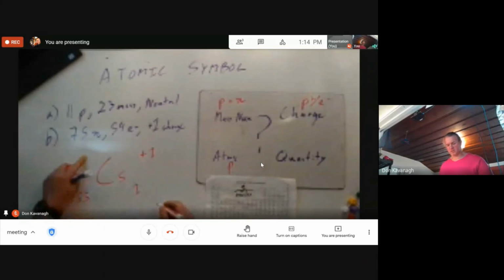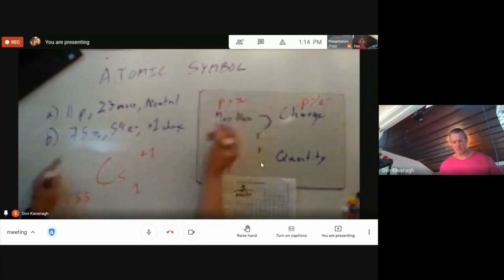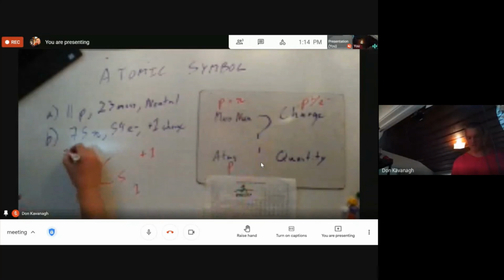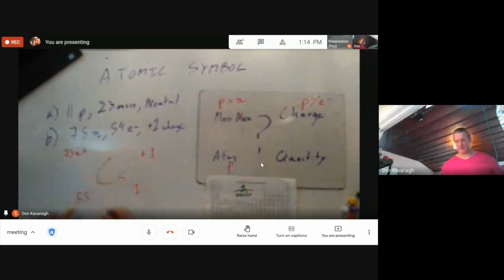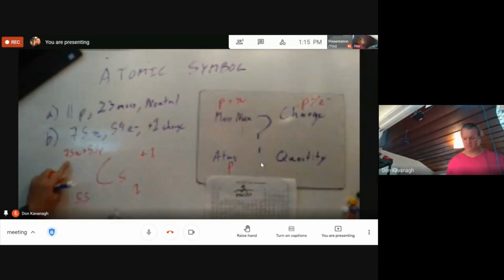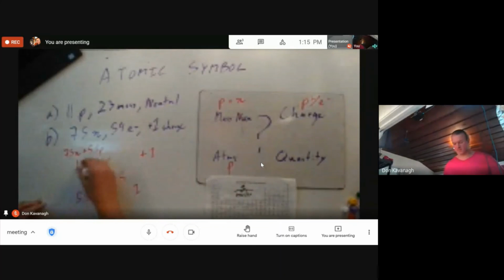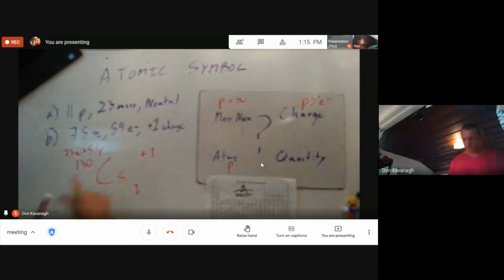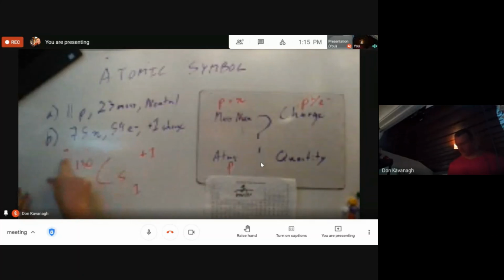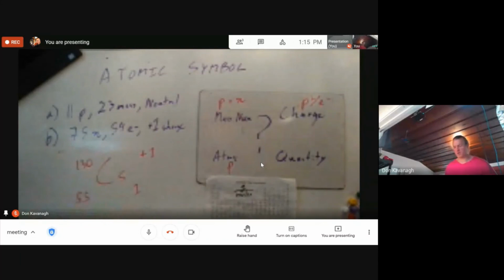Right up here is the mass number, the protons plus the neutrons: 75 neutrons plus the 55 protons. That is going to be 80 plus 50. I think that's going to be 130 is the mass number. So that is our final answer for letter B. I hope this helps. Thank you.